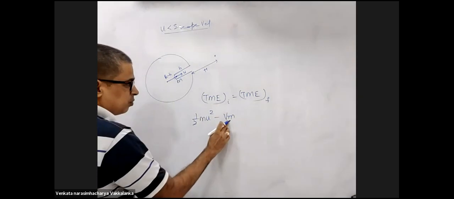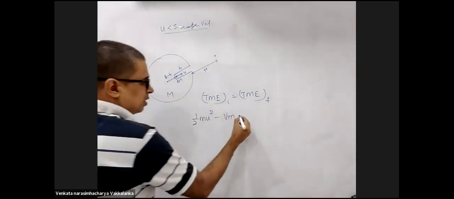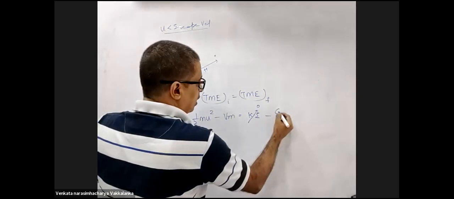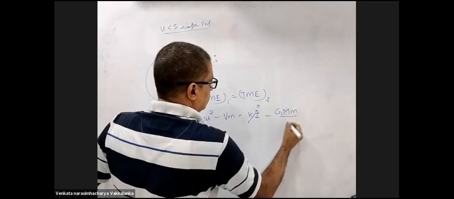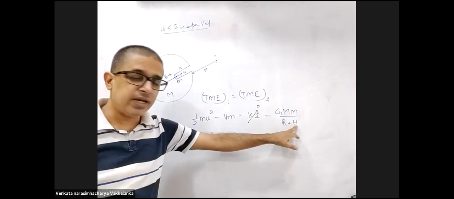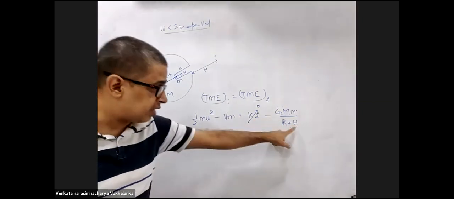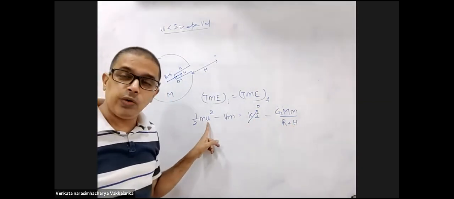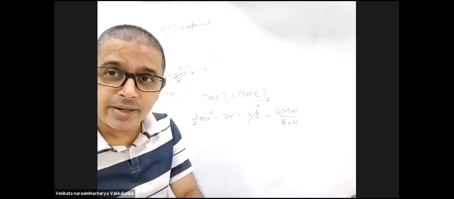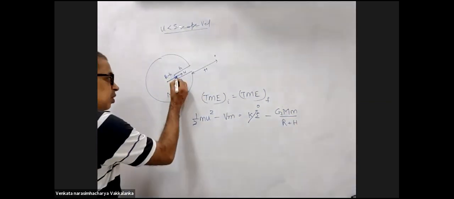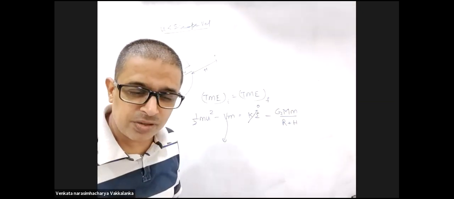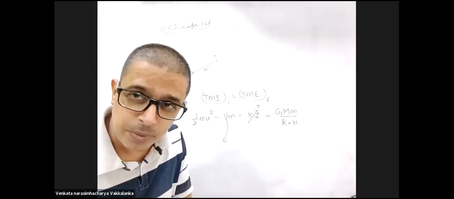Potential energy here is potential due to Earth into mass. Here kinetic energy will be 0. Potential energy is minus G capital M small m by r plus h. They gave you the height h. They're asking you the height H. They gave you u. Simplifying this is child's play for anyone, provided they remember the expression for potential inside a solid sphere.